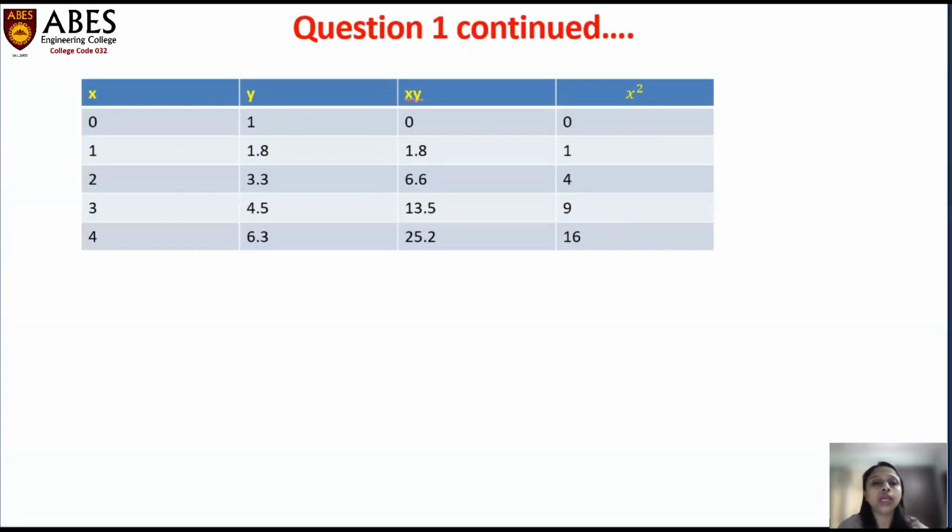So here I have the data x, y, and x square. These are the values of x and y. Correspondingly, we can find x into y, that is 0, 1.8, 6.6, 13.5 and 25.2. And we can find x square as well, that is 0, 1, 4, 9 and 16. Now we will find all the values that we require for the given equations, that is summation of x. So summation of x will be 10, and summation of y is 16.9.